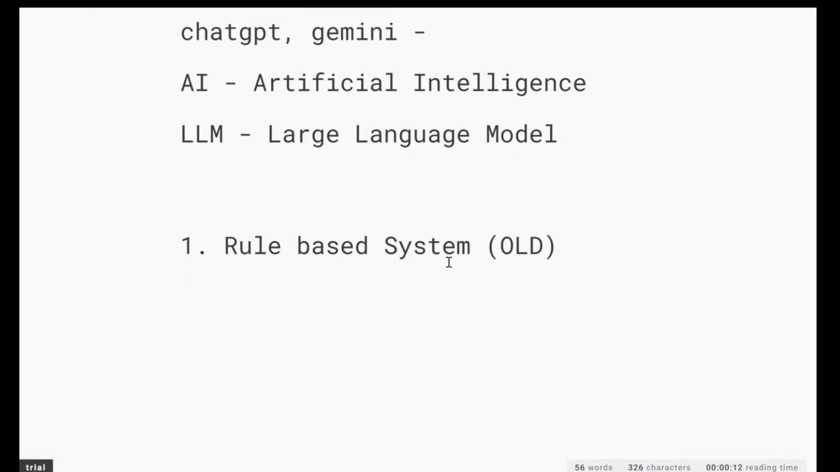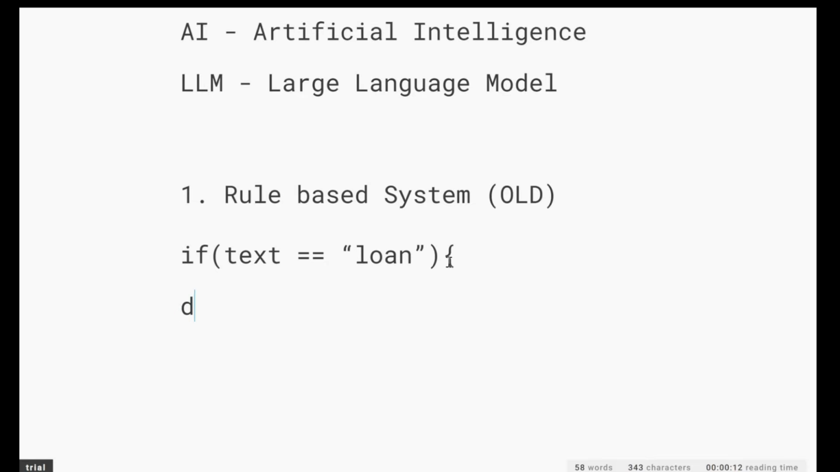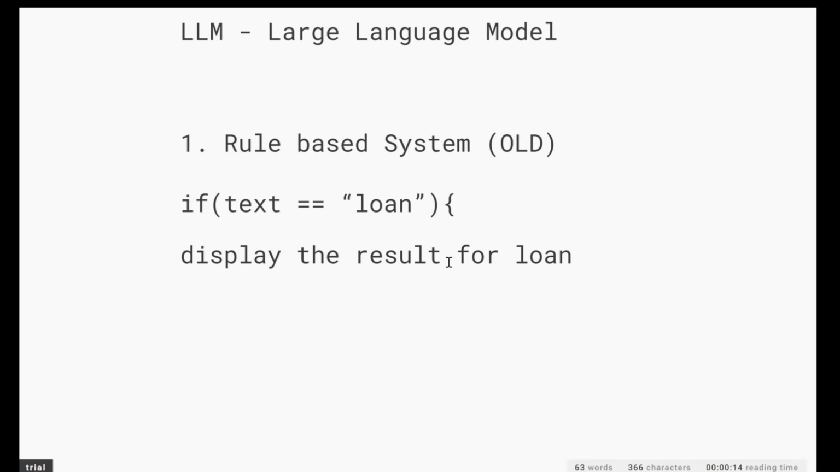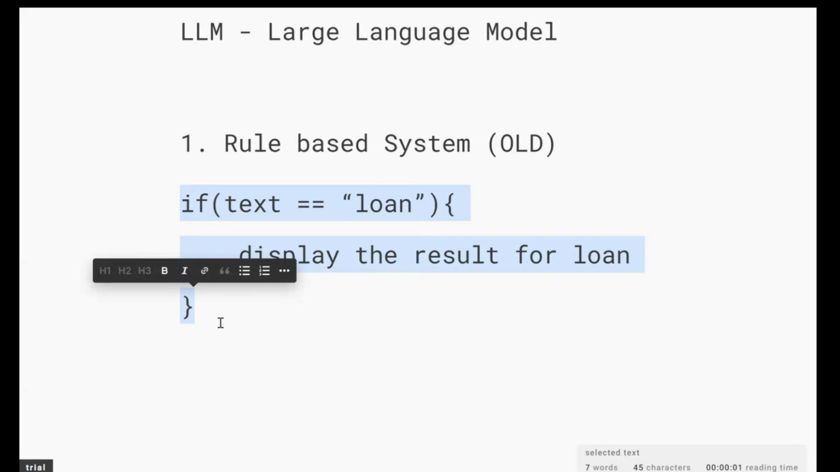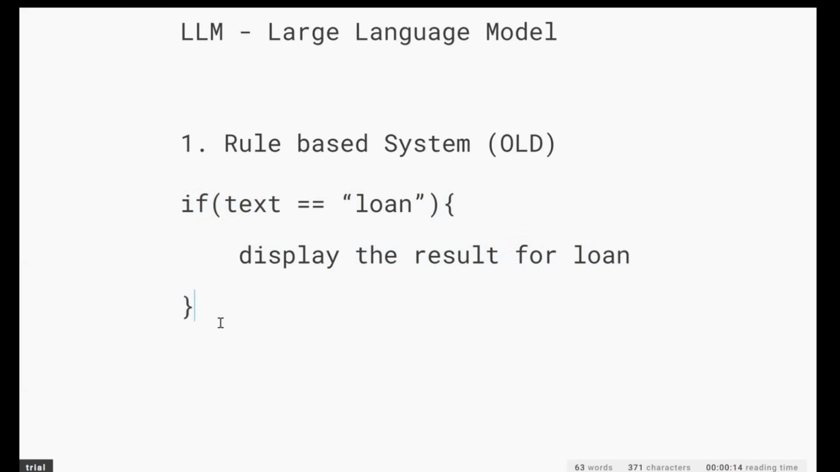Where we, as a programmer, write code, something like, let's say, if text equals, let's say, loan example. If it matches here, then display the result for loan. If not, then try to check something else. So this becomes rule-based artificial intelligence. This was available around 20 years ago, right?